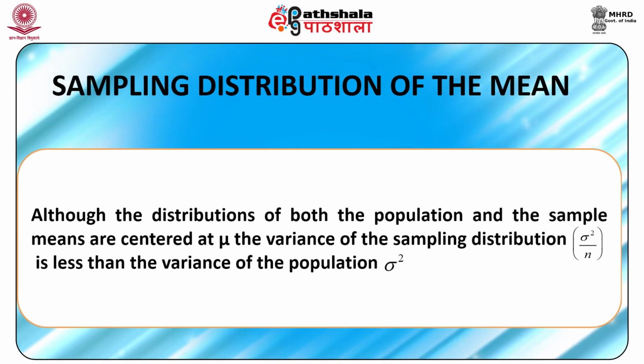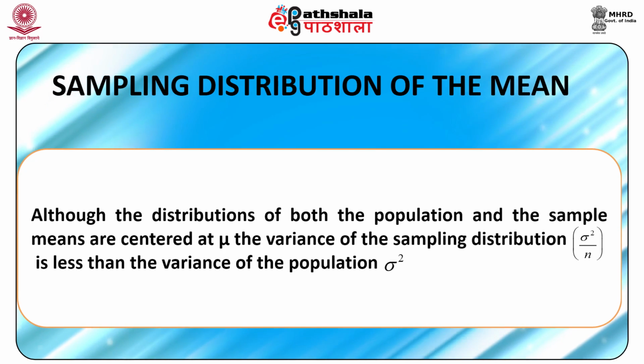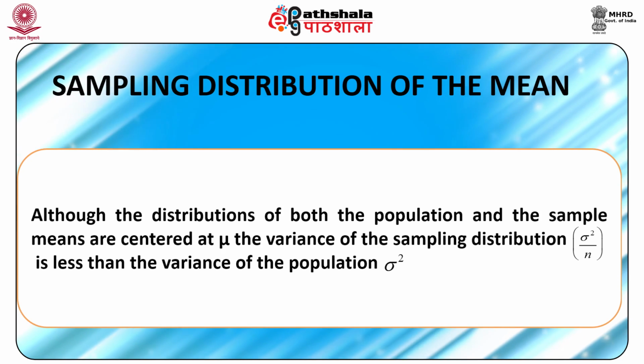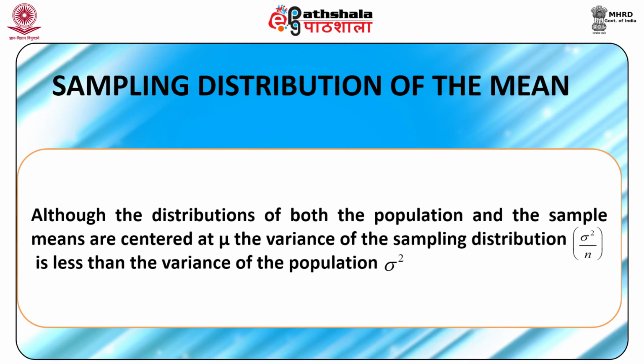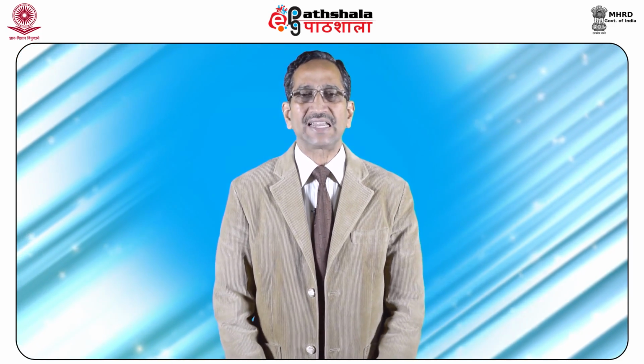Note that although the distributions of both the population and the sample means are centered at mu, the variance of the sampling distribution, which is sigma square by n, is less than the variance of the population, which is sigma square. Now this is because each sample mean averages out the variability within the respective sample. The sample means therefore are less variable than the original population values. I am sure you can understand this.